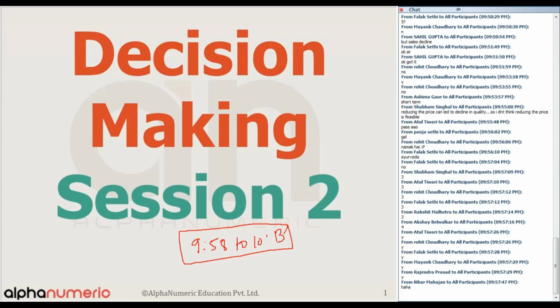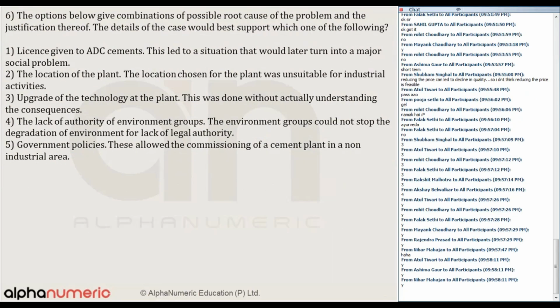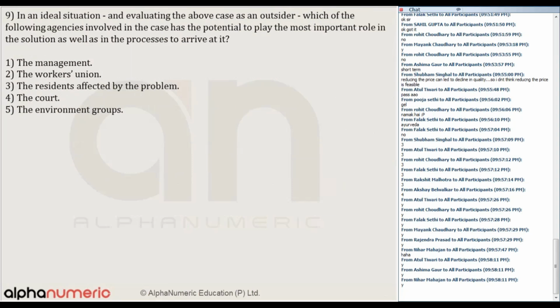I'm pausing the recording. Whenever we start with the discussion, just remind me to start the recording. Let's see whether you all have got access to the slides. Can you navigate through the slides? Let me see. 1, 2, 6, 7, 8, 9, 10.